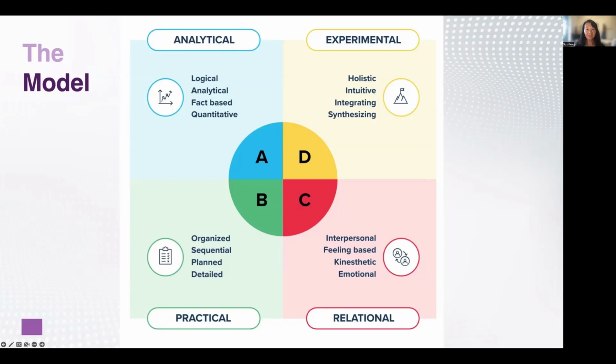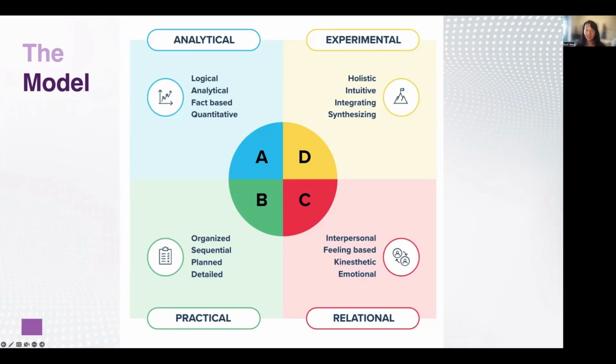So this is the nuts and bolts of the model. There are 4 quadrants, and they are also color-coded. Starting at the top left and moving around, the first one is the analytical thinker. So we're looking there at someone who is logical, analytical, fact-based, and likes to be quantitative. Moving on to the green quadrant, that's someone who's a practical thinker. So they're organized, they think sequentially, they tend to like details, and they're good at planning.